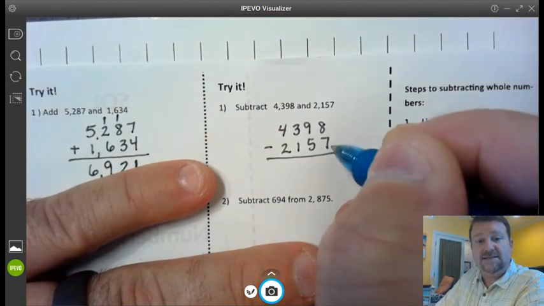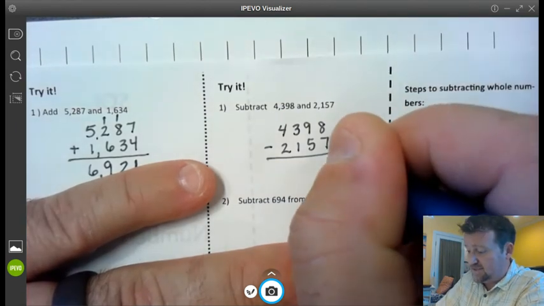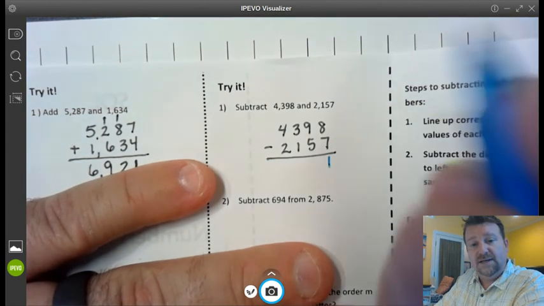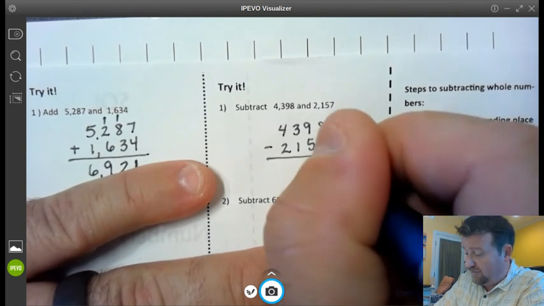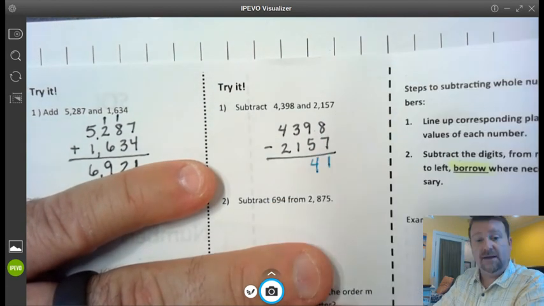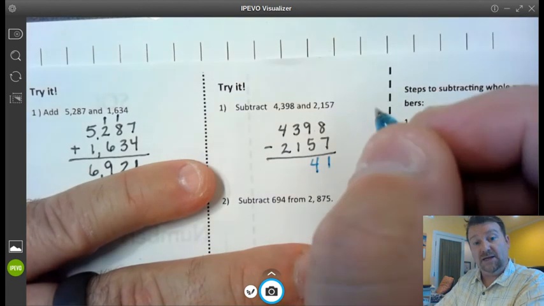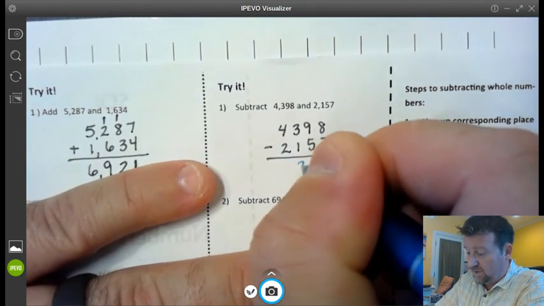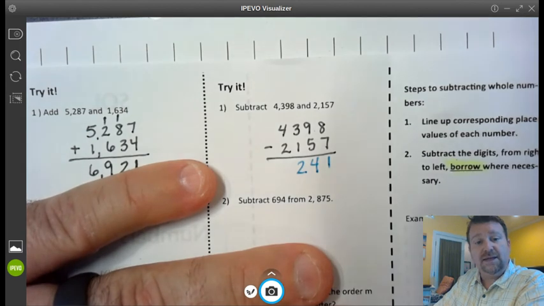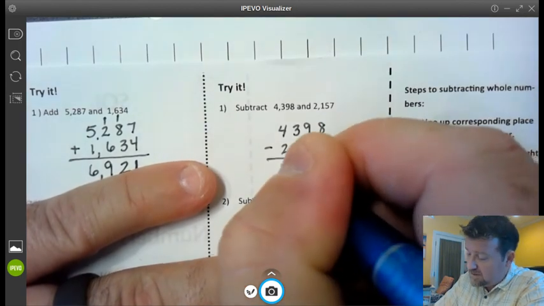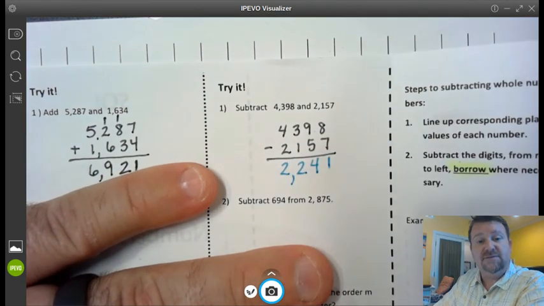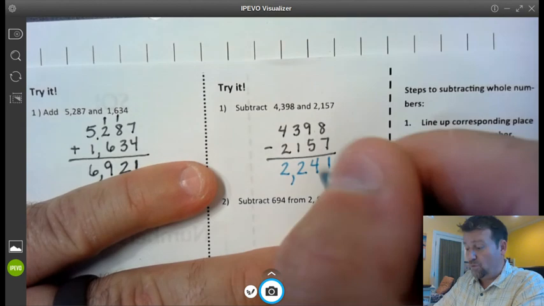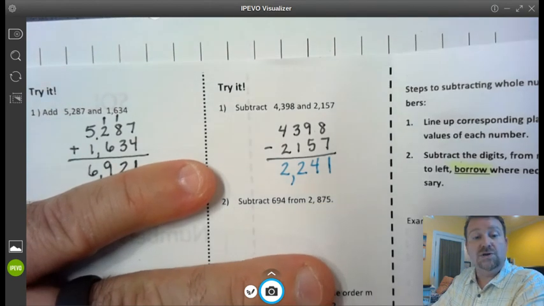Can I take 7 away from 8? The answer is yes. I'm going to get 1. Can I take 5 from 9? Yep, we're going to get 4. Can I take 1 away from 3? The answer is yes. We're going to get 2. Can you take 2 away from 4? Yes, we also get 2. So the difference of these is 2,241. Notice there was no borrowing involved.